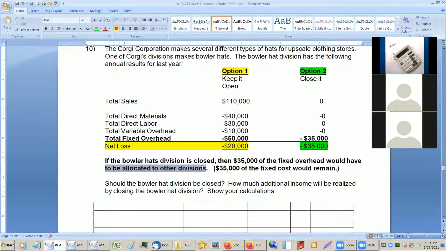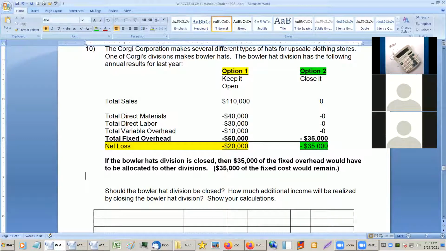Well, it says that this would be allocated to other divisions. So 35,000 would actually go to other divisions. Now, 15,000 of it would apparently be avoided. Oh, okay, I see. And you're right that some of it would be avoided. Now I'm going to confuse this more in a second here. So 15,000 of the fixed costs would be avoided if they were to keep it open.